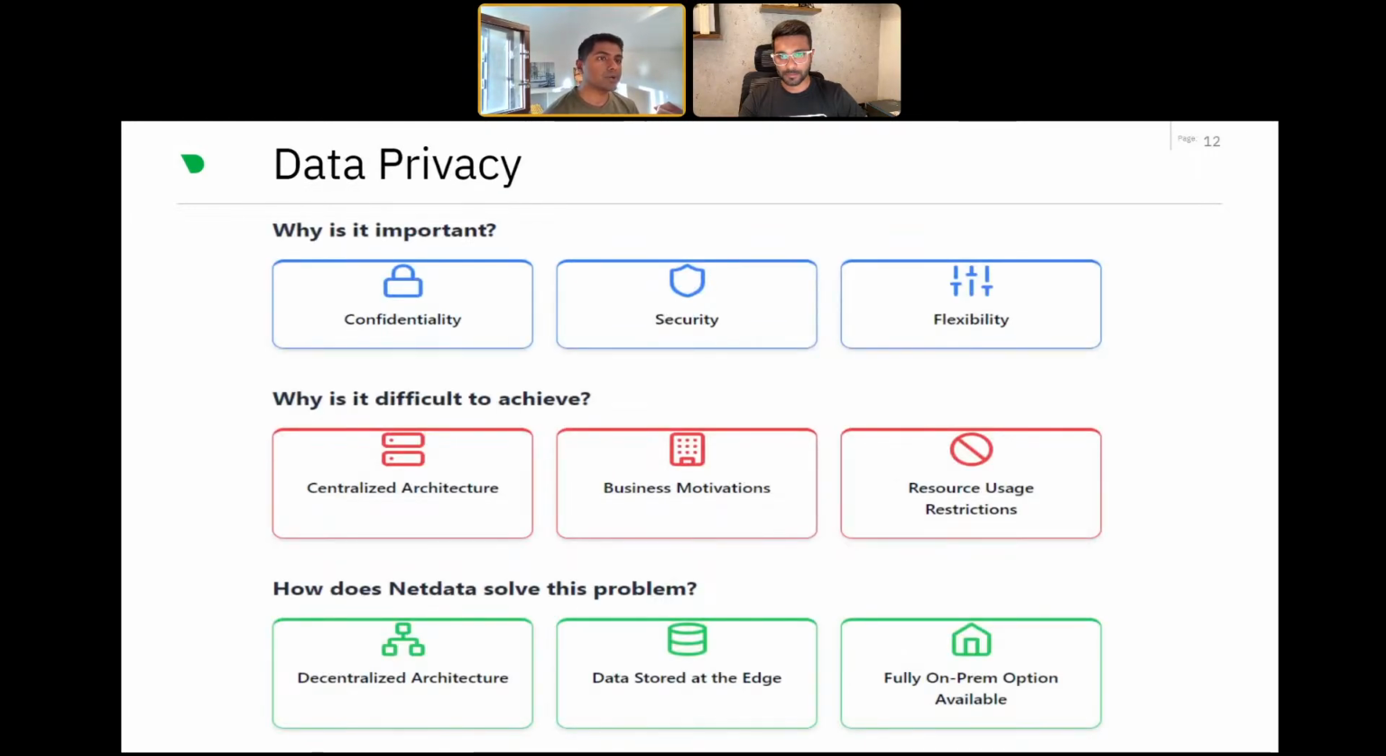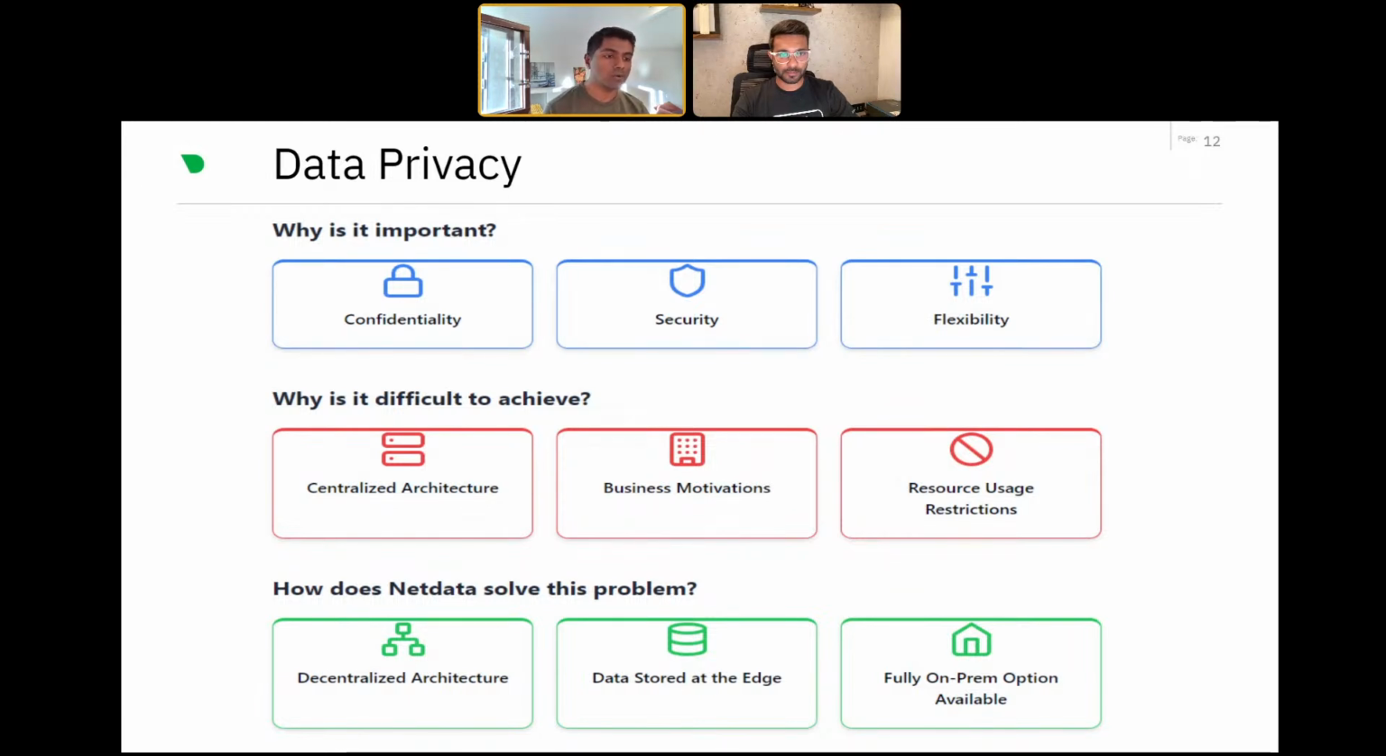Now that we've talked about scalability, let's touch upon data privacy. Data privacy in observability is something that's becoming more and more important. More and more companies care about this now. There are certain kinds of industries and organizations for which data privacy is the number one priority, whether it's due to the compliances that they need to adhere to, or due to the kind of product or service that they're managing or selling.